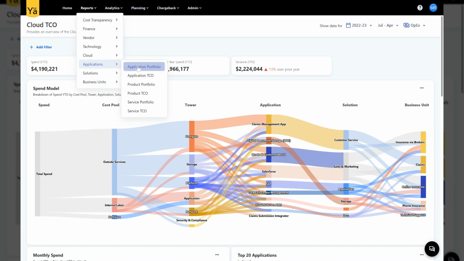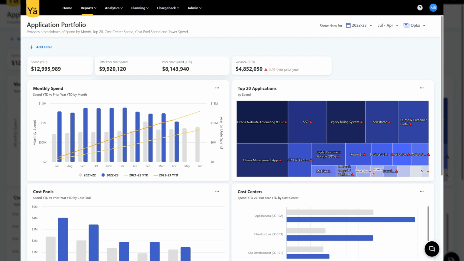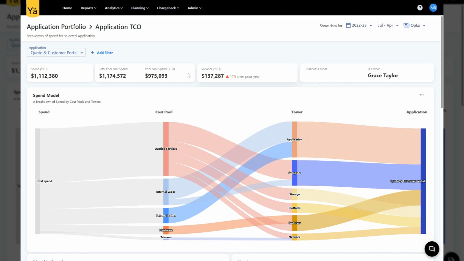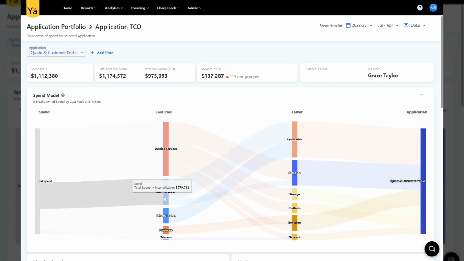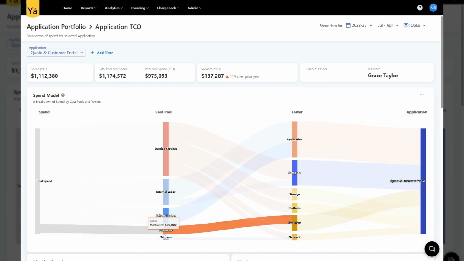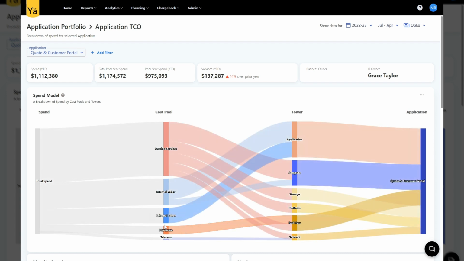Application portfolio is the view where we can go to get the total cost of ownership for an application. And now we're going beyond cloud, right? So again, if we had our quote and customer portal here, let's drill into that one because we know it has some cloud cost in it. But now we're seeing internal labor has grown, external labor has grown, and we also got some hardware and some telecommunication costs on top of that.